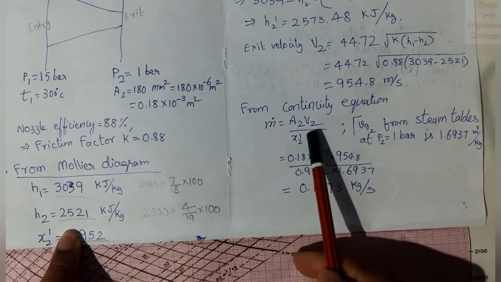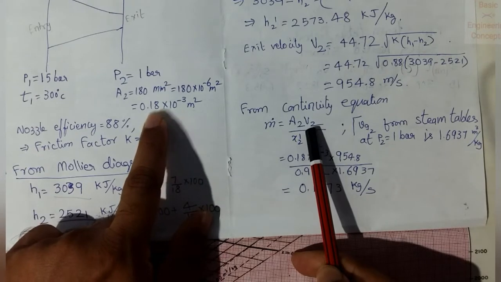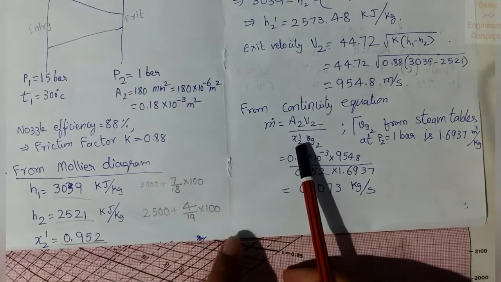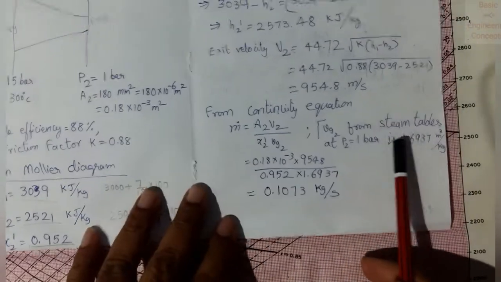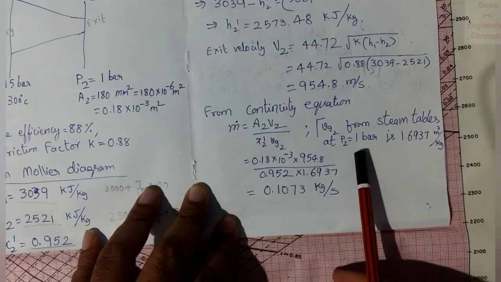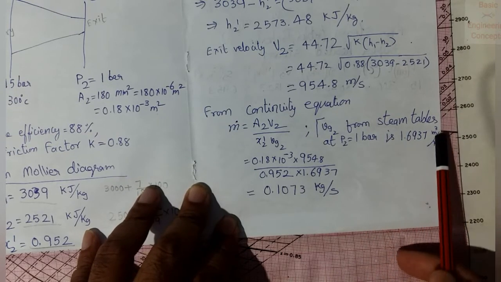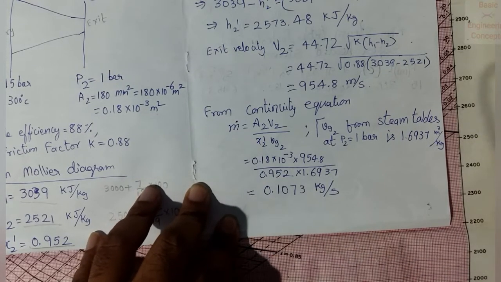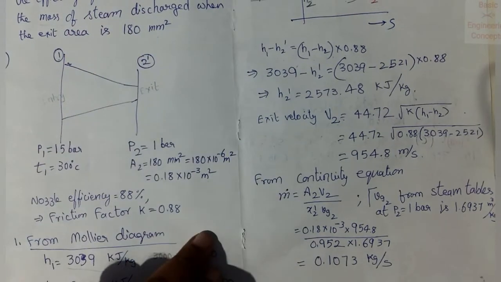Next, from the continuity equation, m dot is a2 v2 by x2 dash vg2. So a2, we have the value of a2. Next v2, we already got the value. Now x2 dash value is 0.952. Next vg2, from steam tables, we have to find the value at p2 equal to 1 bar, and its value is 1.6937 meter cube per kg. Substitute here and get the value of m dot. That is, what is m dot? Mass of steam discharged, when the exit area is this.